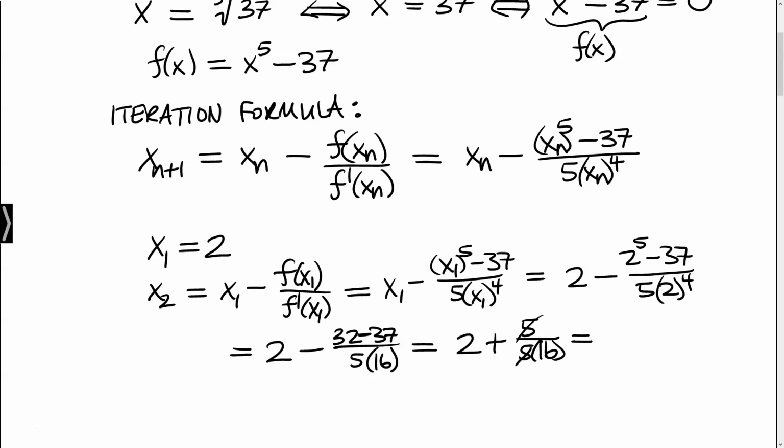So 2 and 1/16 is 2.0625. Okay, so that's our second term of the sequence.